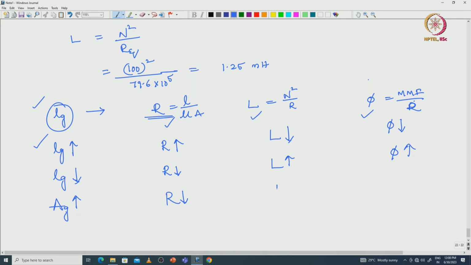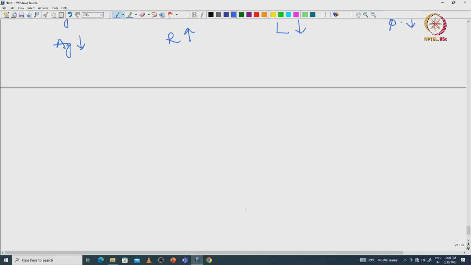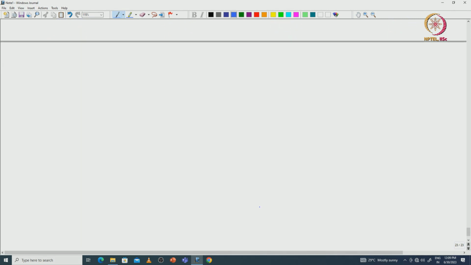Reluctance will come down and inductance will increase and flux also will increase. If we decrease the air gap cross sectional area, the reluctance will increase, inductance value will decrease because reluctance and inductance are inversely related, right, and flux is also decreasing because the reluctance is increased. The variation with respect to the air gap length we have seen.